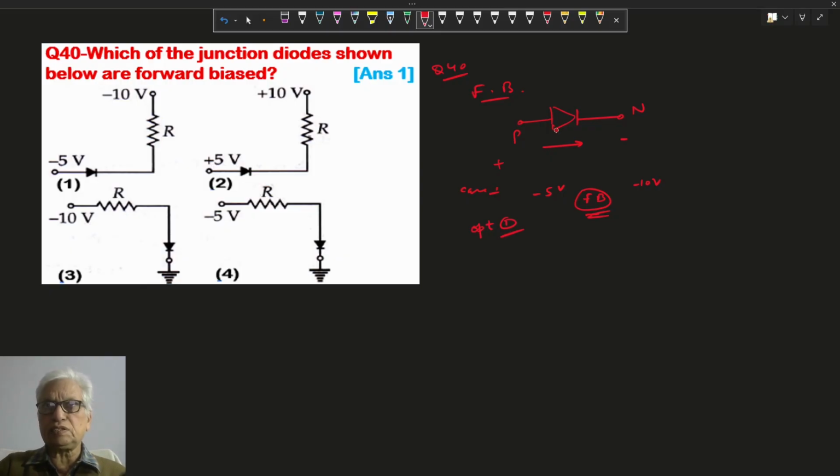Otherwise, the P region here is 5 and N is 10, so reverse bias. This P region is minus 10 and N is 0, so reverse bias. Minus 5 and 0, reverse bias. So only option 1 is forward bias.